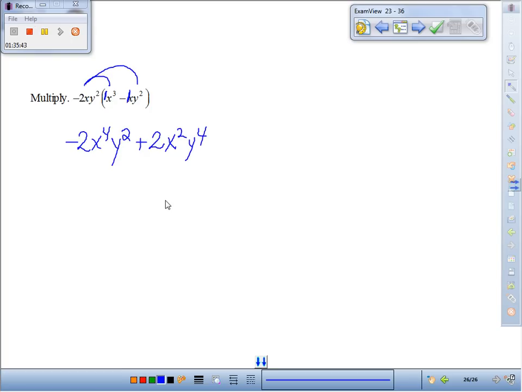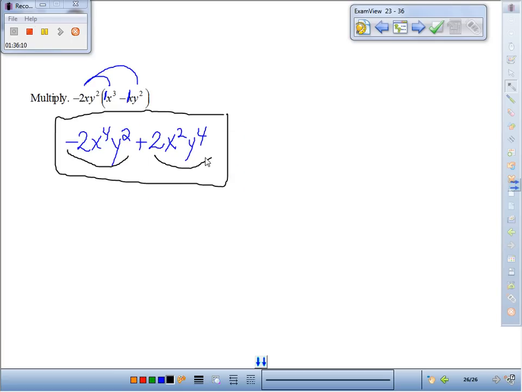Now check this out. Pens down, please. This is where still some of you make mistakes. Look at this term and look at this term. They have the exact same variables except for the exponent. So that means we cannot combine this with this. At that point, we are done. Why? Because this one has x to the 4th, y second, and this is x to the 2nd, y 4th. Are they the same? No. Okay?